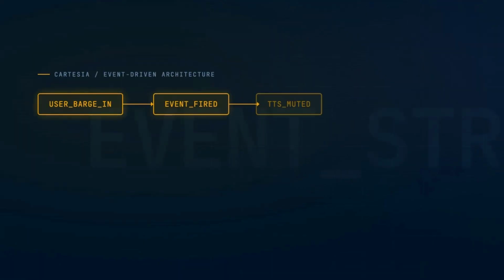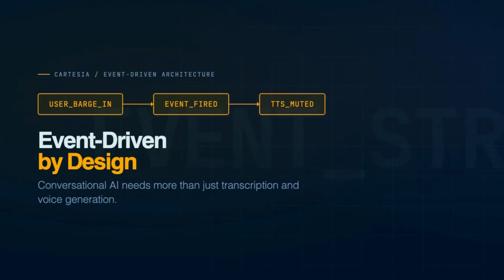At Cartesia, we use an event-driven architecture for exactly this purpose. When the model detects that the user has resumed speaking or has barged in, it sends off an event, and the developer uses that event to then mute the text-to-speech system that's trying to respond.